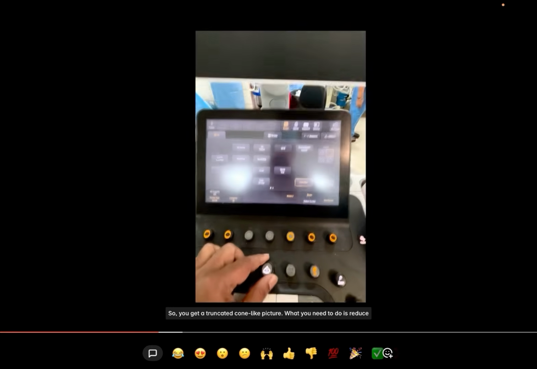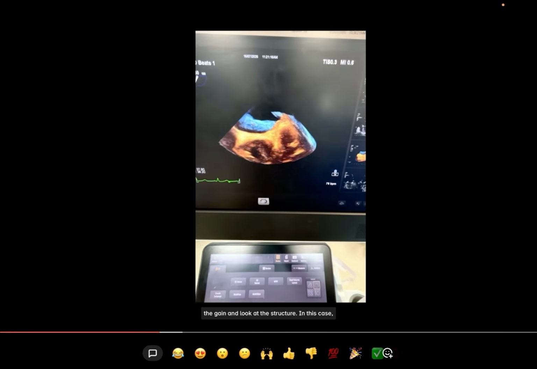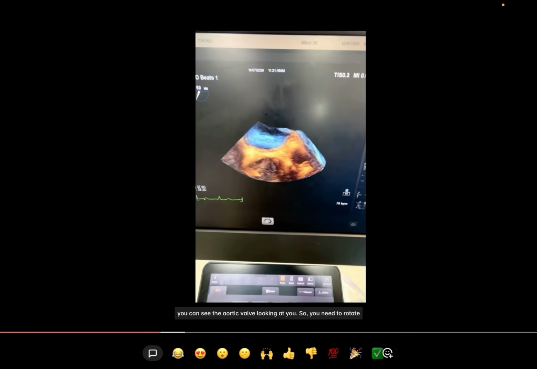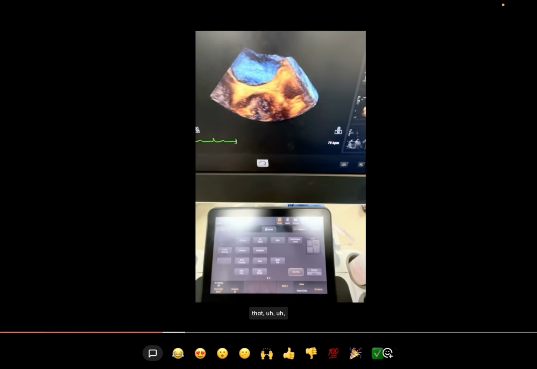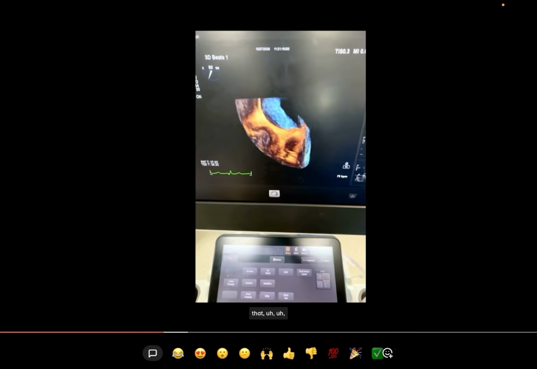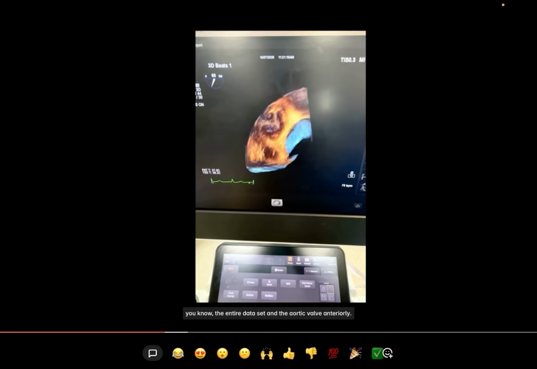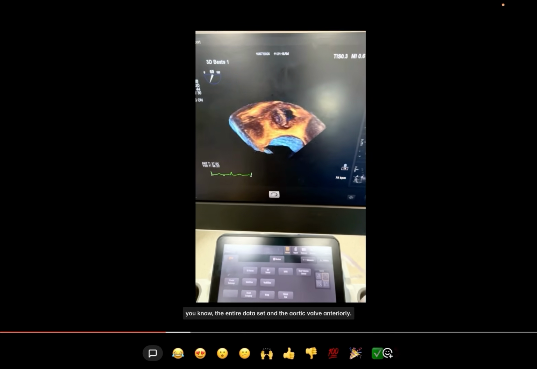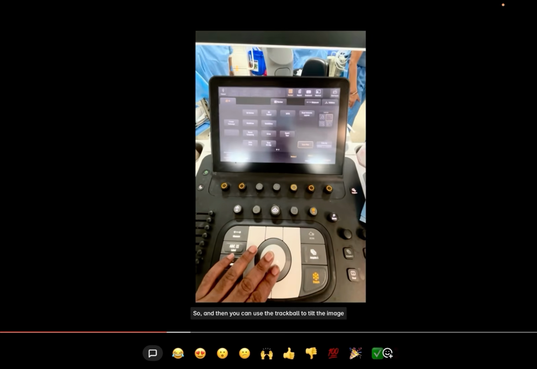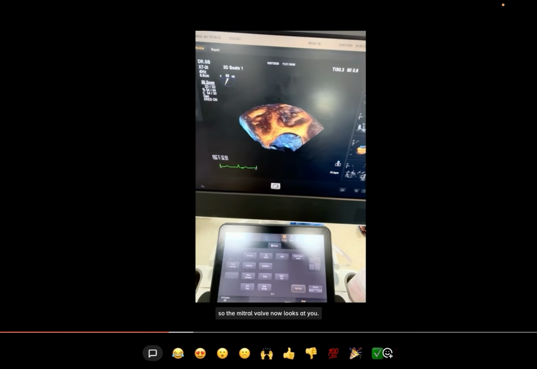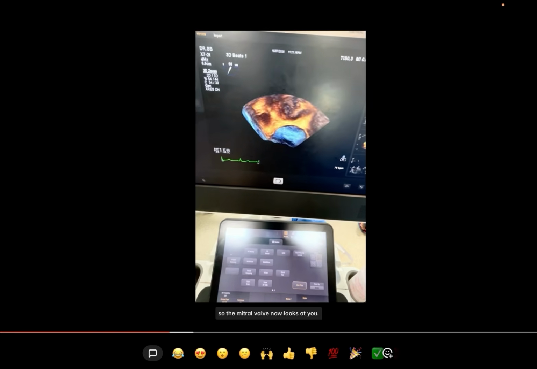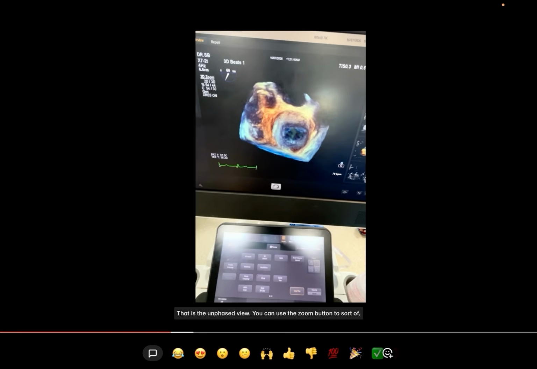So you get a truncated cone-like picture. What you need to do is reduce the gain and look at the structure. In this case, you can see the aortic valve looking at you. So you need to rotate the entire data set and the aortic valve anteriorly. And then you can use the trackball to tilt the image. So the mitral valve now looks at you. That is the unfazed view.